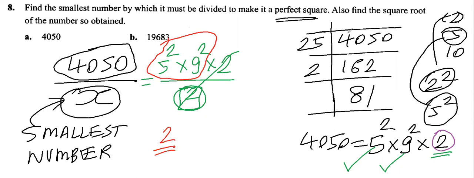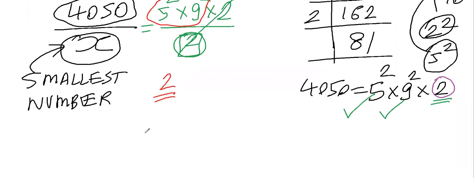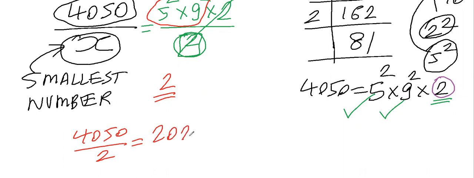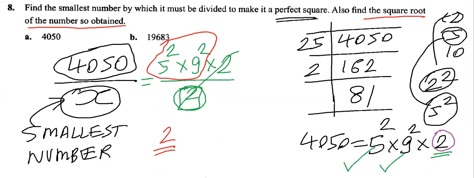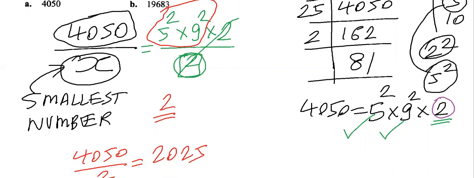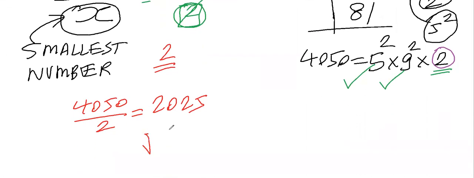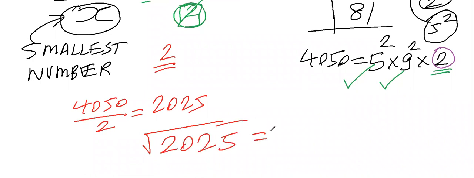And what is the second answer? Also find the square root of the number so obtained. So when I divide 4050 by 2, what will I get? I will get 2025. And here the second question says: also find the square root of the number so obtained. So I need to find the square root of 2025.